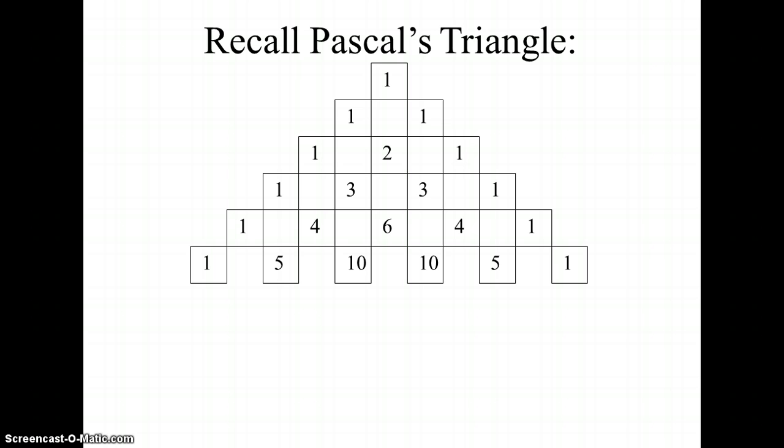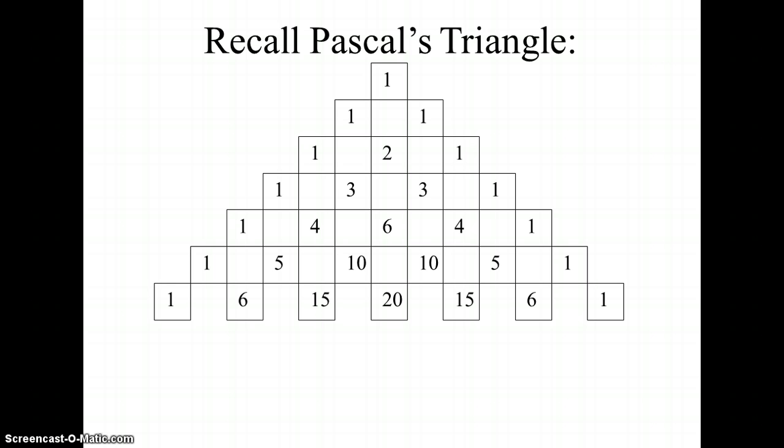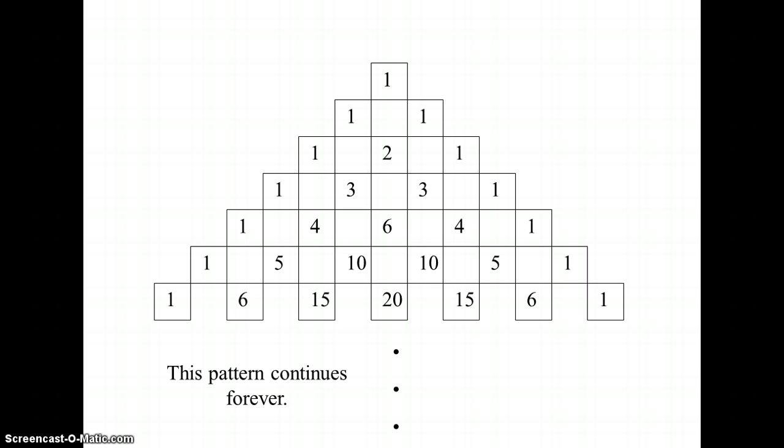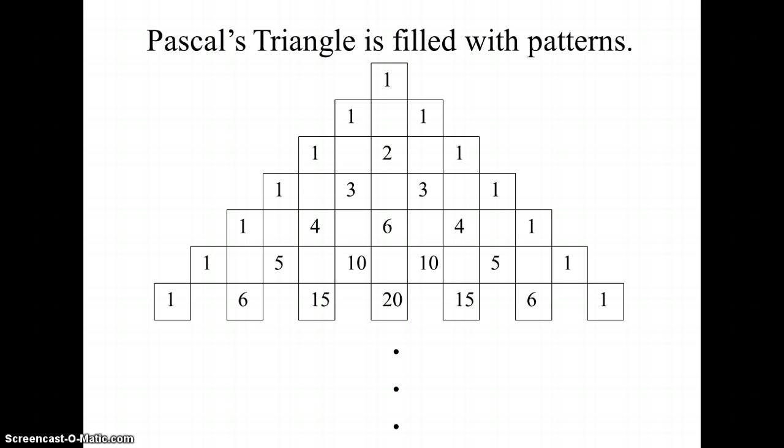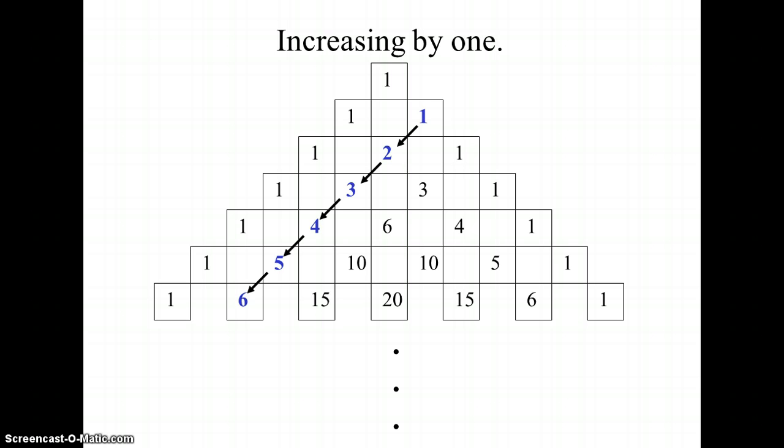To make the next row, I would add 1 plus 5 to get 6, 5 plus 1 to get 6. Then I'd add 5 plus 10 and get 15, 10 plus 5 and get 15, and then I'd add those 2 10's in the middle to get 20 and put my 1's on the end. And this pattern is going to continue forever and ever. I can make a triangle as large or as small as I want, continuing this pattern with Pascal's triangle. And Pascal's triangle is interesting because it's filled with many patterns. Let's look at a few.